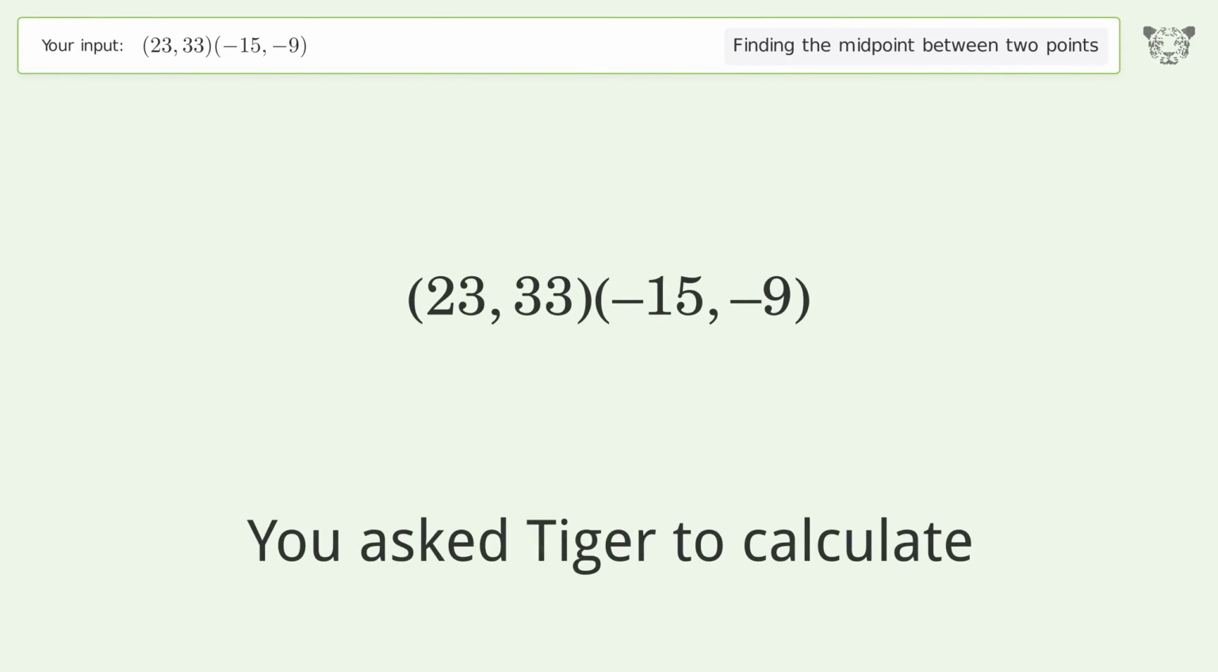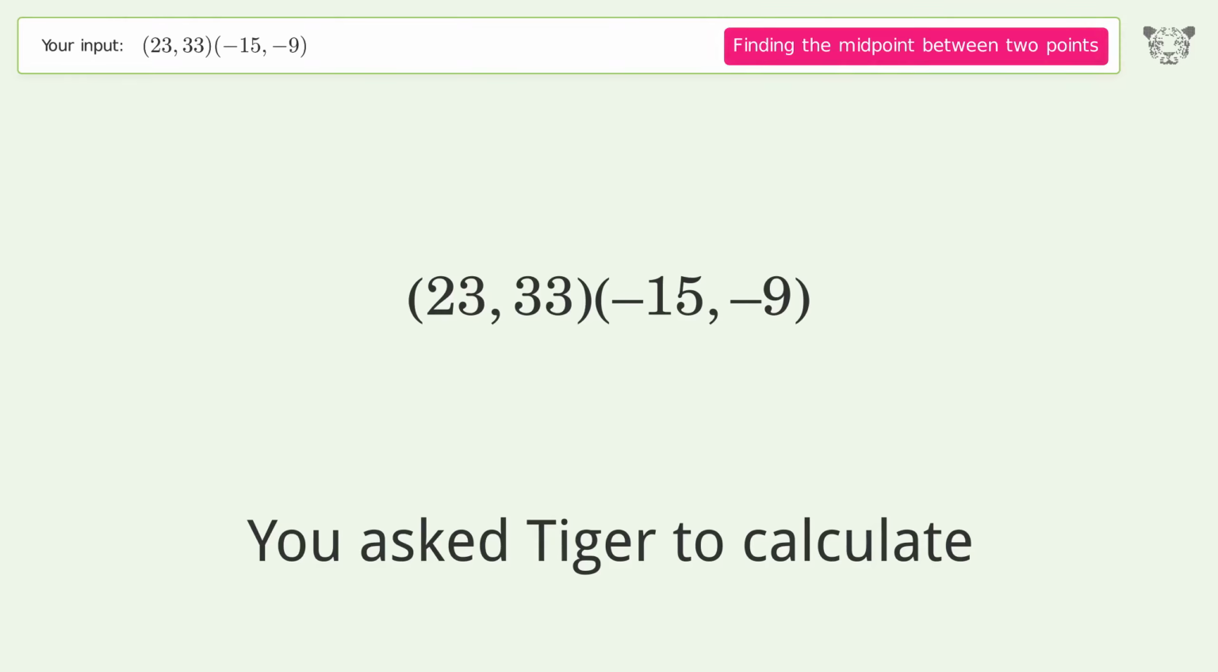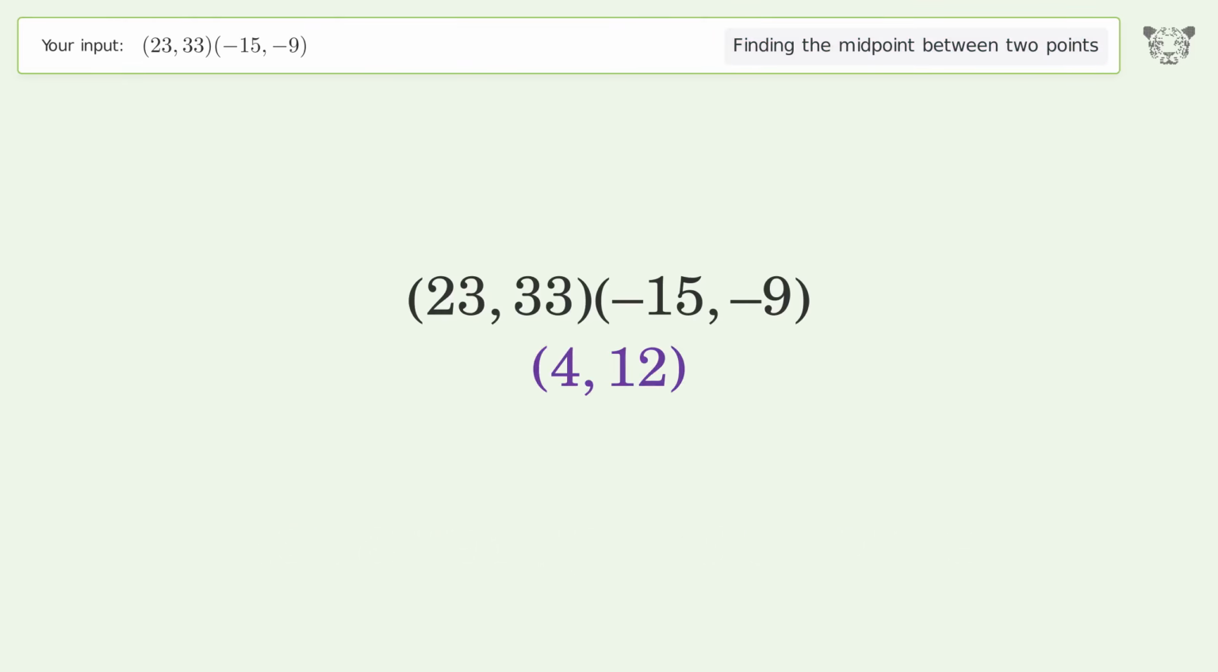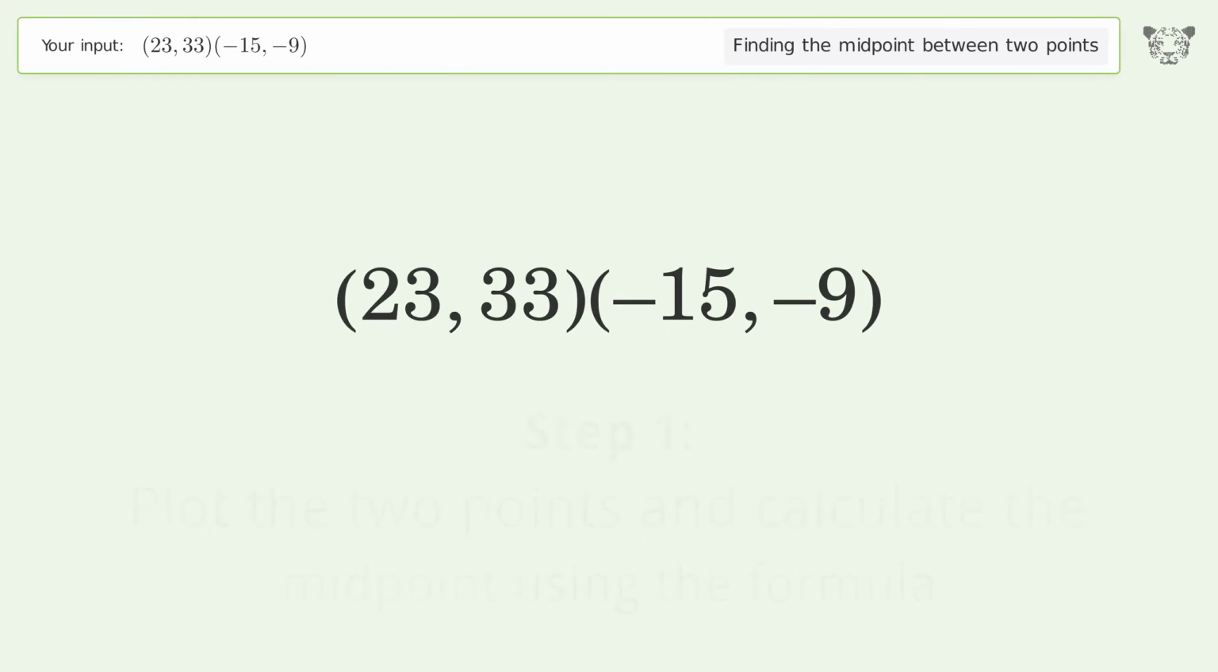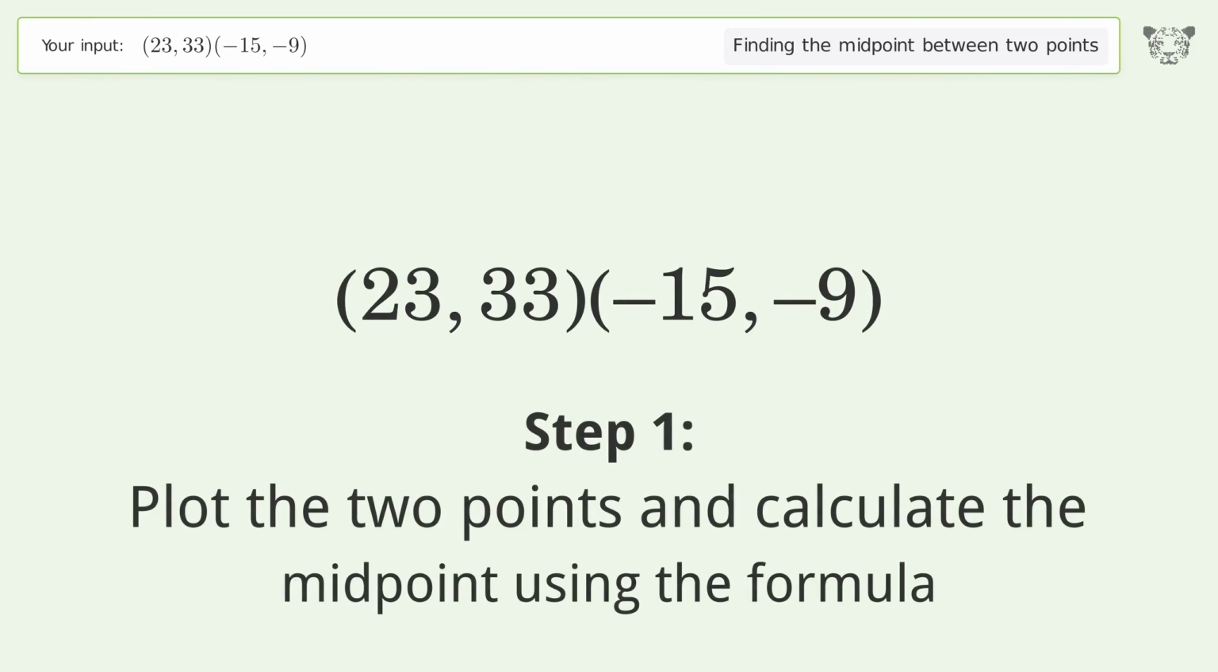You ask Tiger to calculate. This deals with finding the midpoint between 2 points. The midpoint between the 2 points is 4, 12. Let's solve it step by step. Plot the 2 points and calculate the midpoint using the formula.